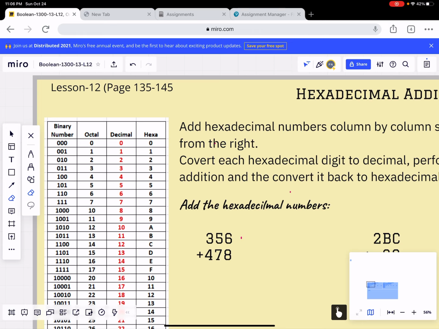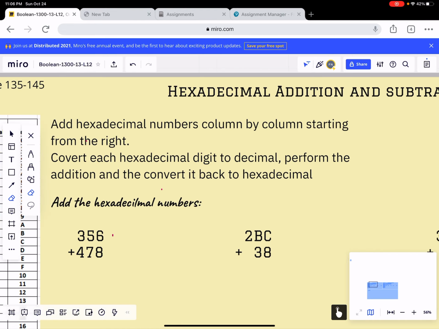Hello everyone. This week we're going to deal with lesson 12, page 135 to page 145. We're going to work on hexadecimal addition and subtraction.